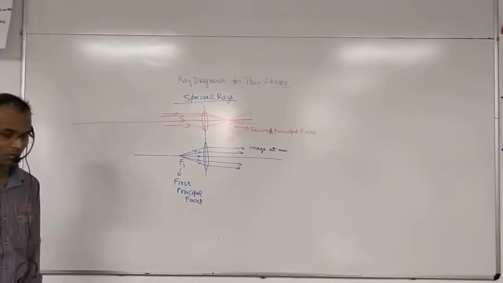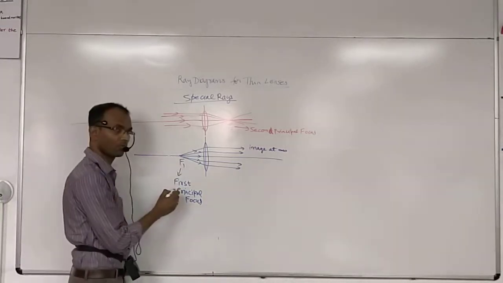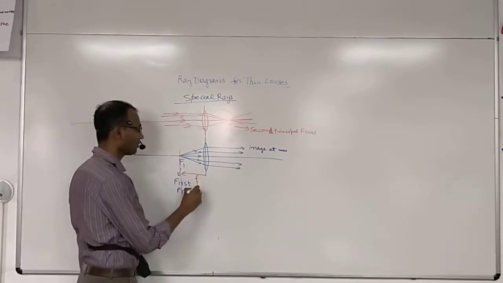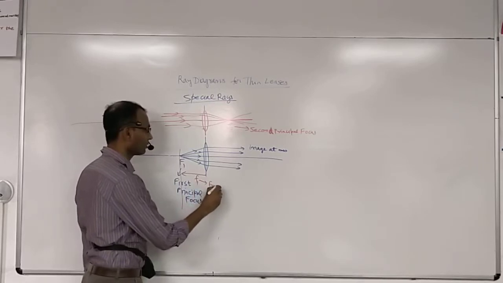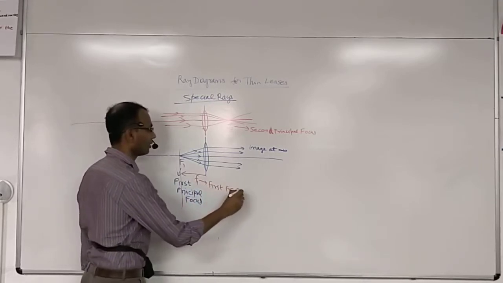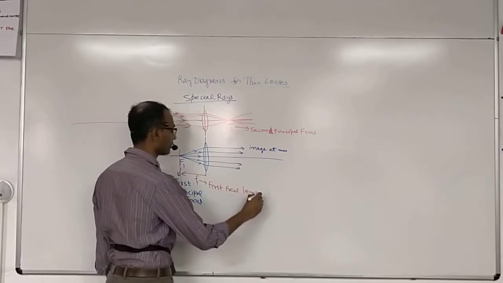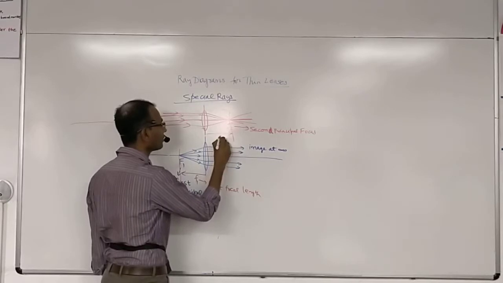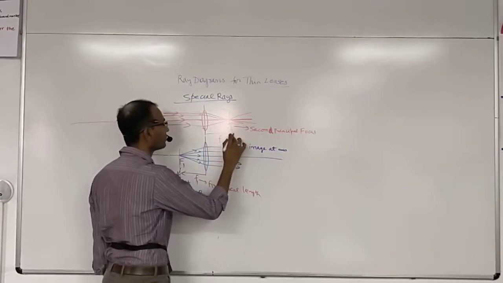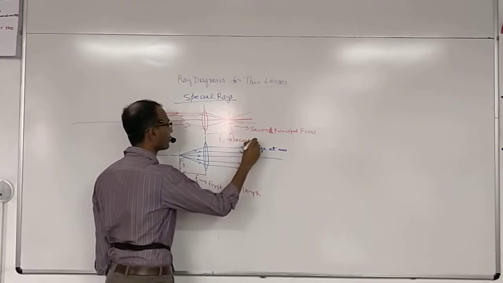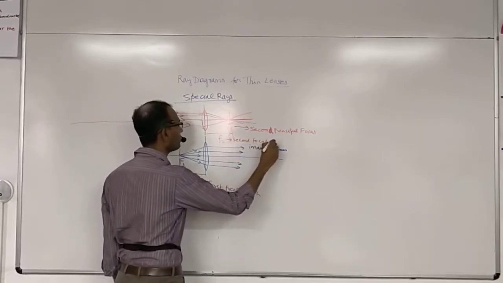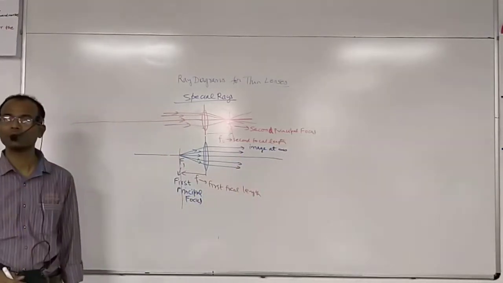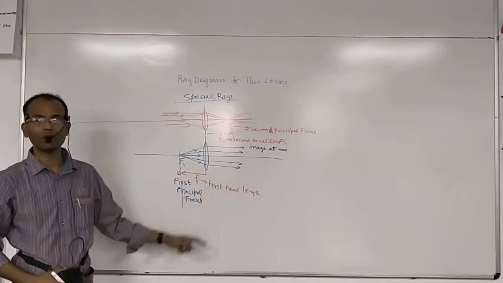Done? Okay, now the distance of the first principal focus from the lens is called the first focal length, small f1. And the distance of the second principal focus from the lens will be called the second focal length. See, it's all intuitive. Now it so happens that for a lens, both these two focal lengths will always be equal. Will these two focal lengths be equal or different?